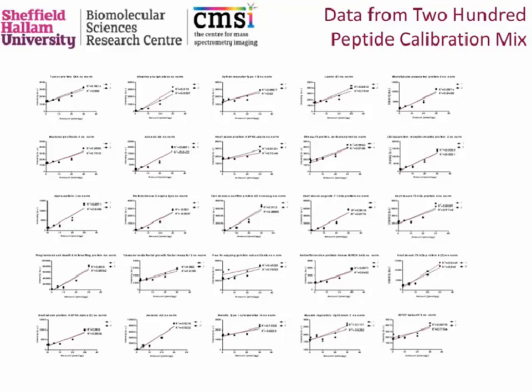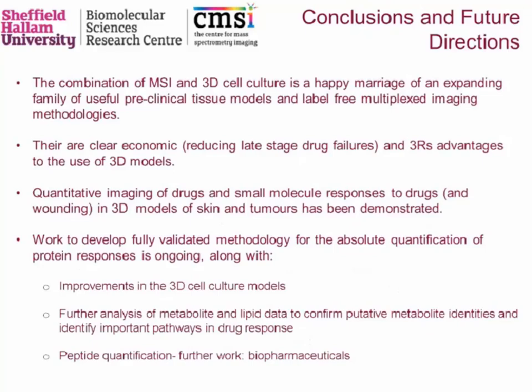And this is pretty much where we've got to at the moment in terms of the quantification of protein expression in the tumour spheroids. So to conclude, we think that combining mass spec imaging with 3D cell culture is a very happy marriage. We've got a whole family of different 3D cell culture models available. I've only scratched the surface here looking at the skin and the tumour models. And we can look at those with multiplexed imaging if we use mass spec imaging.